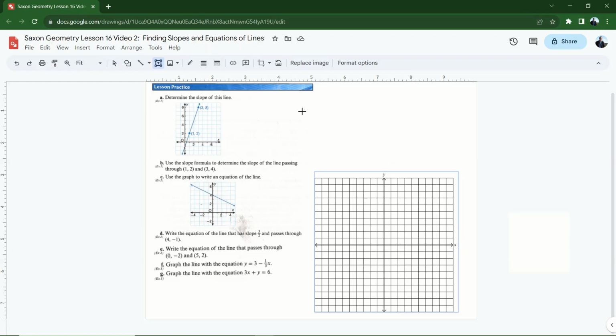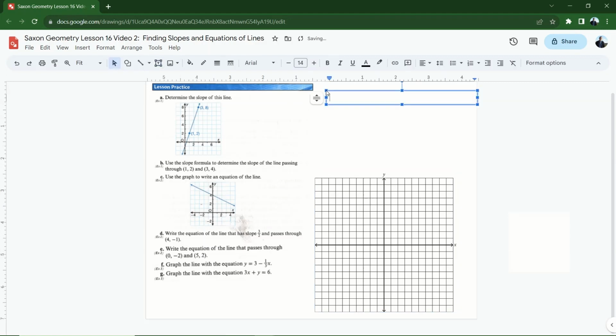Now, I could use the slope equation, y2 minus y1 over x2 minus x1. That would give me the rise over run. That works, but instead, for one like this, it's easier to just count the rise over the run.